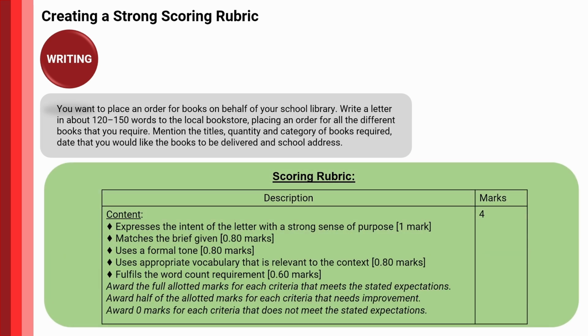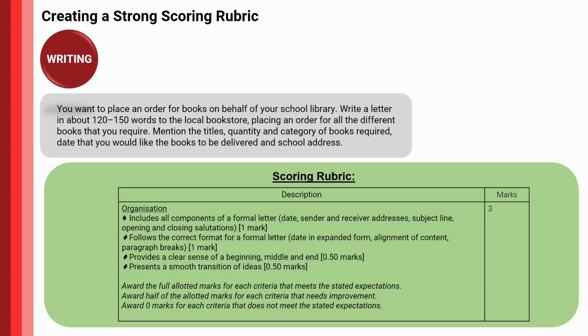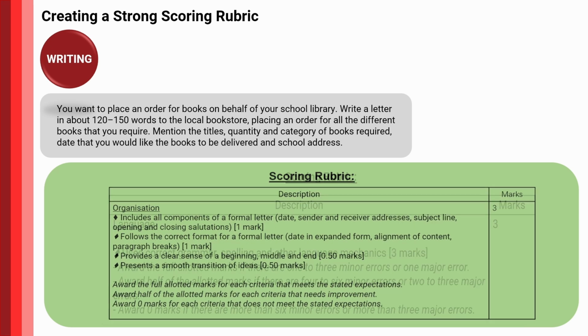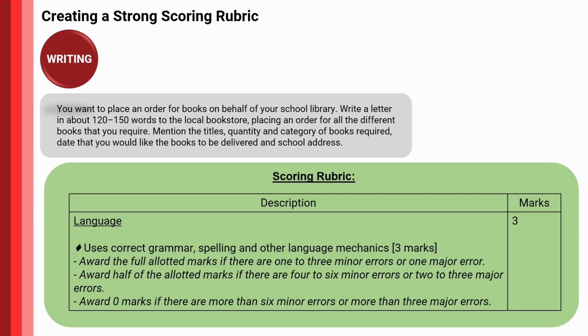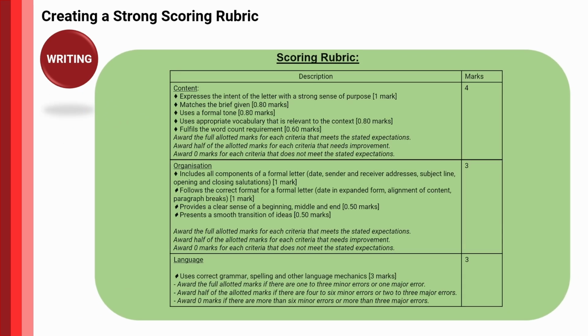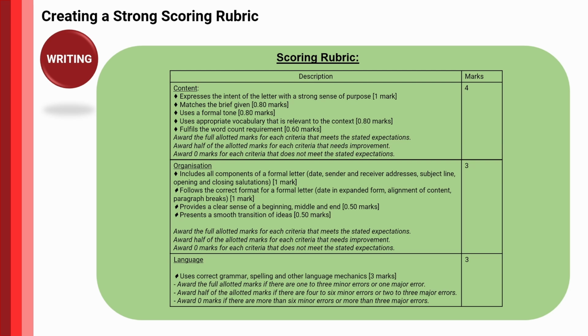Content gets 4 marks. Organization gets 3 marks and language gets 3 marks, totaling up to 10 marks. These key aspects are further broken down into subparameters. This approach allows evaluators to follow the rubric clearly for essay questions without needing to see sample answers.